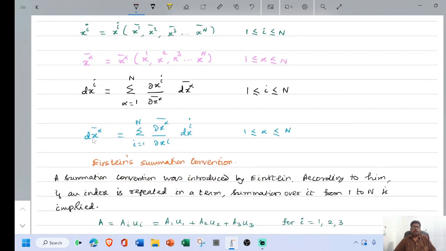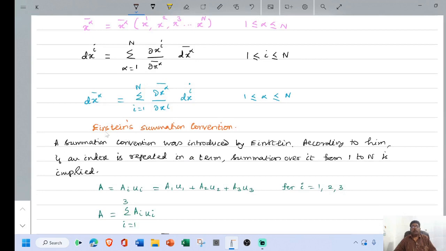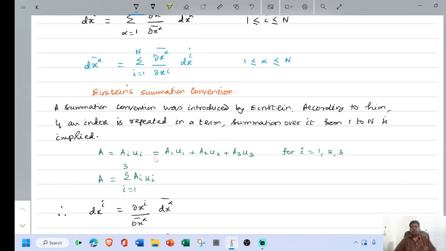In the same manner, dx bar alpha equal to dou x bar alpha divided by dou xi into dxi. Here the summation is over i equal to 1 to n. Here the value of alpha is greater than or equal to 1, less than or equal to n. Einstein introduced a summation convention. According to him, if an index is repeated in a term, summation over it from 1 to n is implied.